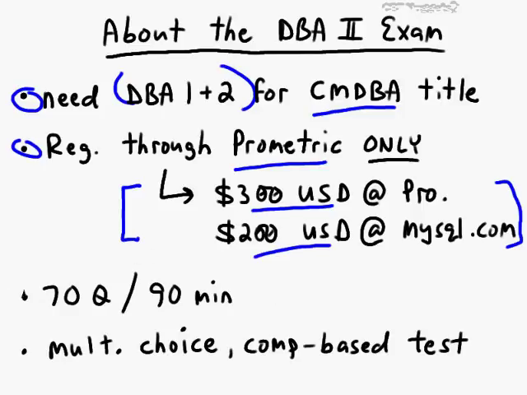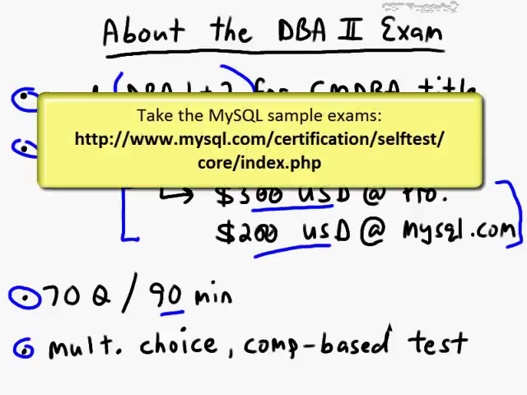Specifically on the exam, we're dealing with 70 multiple choice questions over 90 minutes. In my opinion, that's pretty liberal, isn't it? That gives you much more than a minute per question. This is a multiple choice computer-based test. You can actually take a 10-question sample on the MySQL site. It'll give you a little bit of a flavor of what to expect.